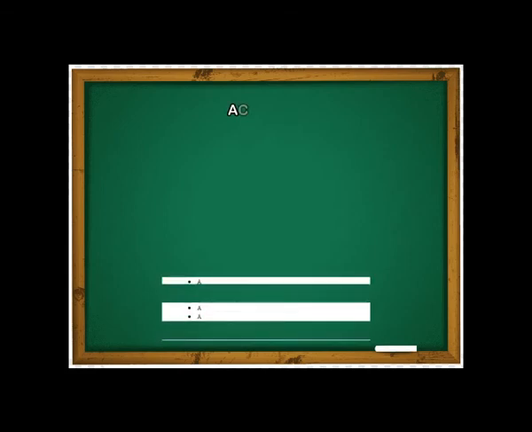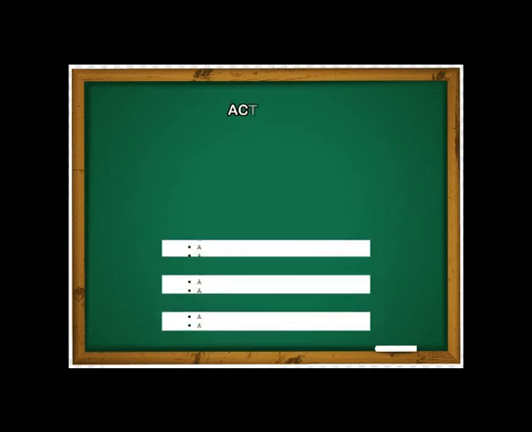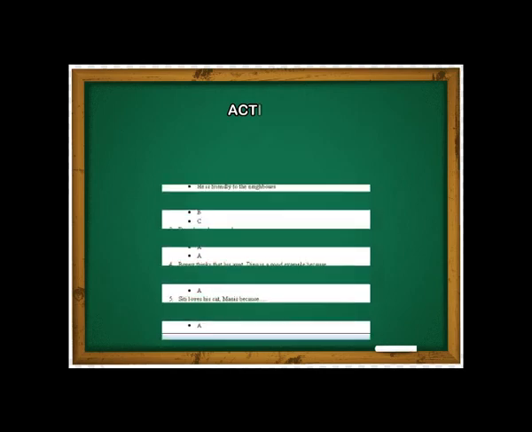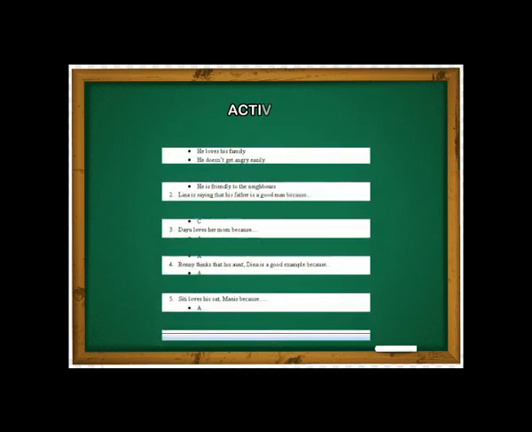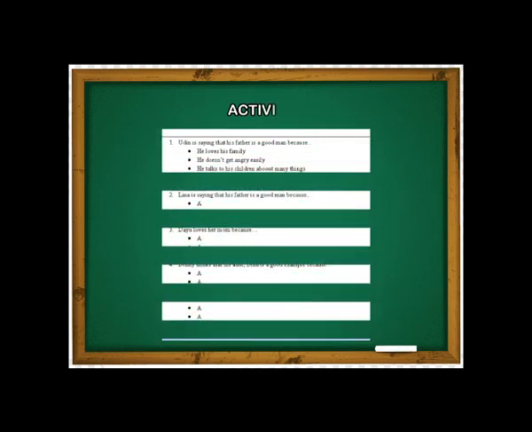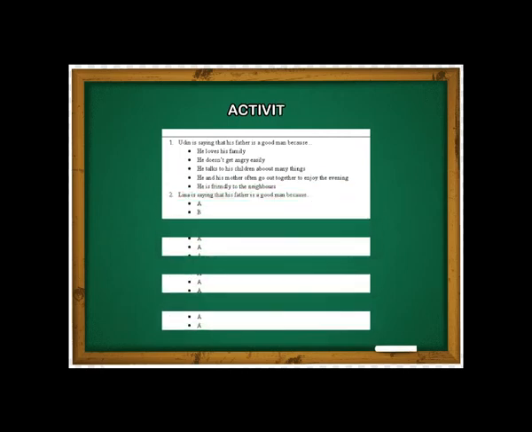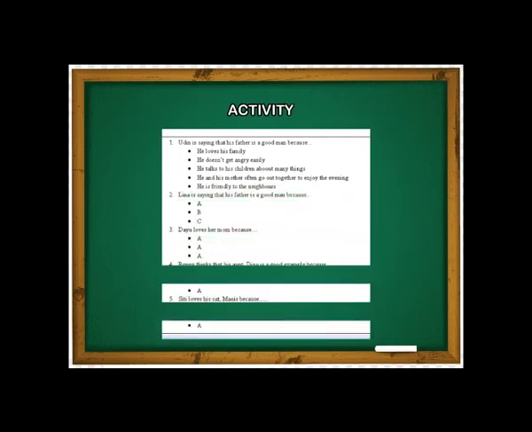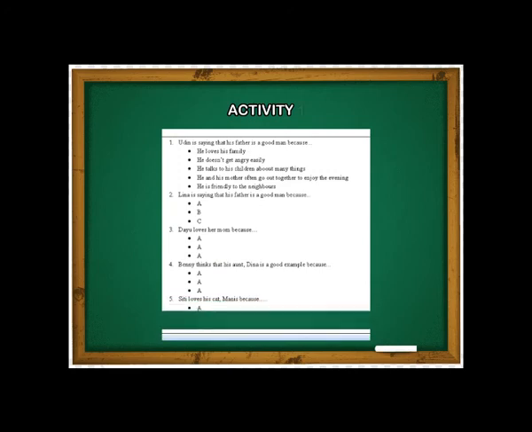Okay, after we learn about this material, now we will practice the activity. And here I give you three activities. For the first, I hope you can give a description. For the first, number one, Udin is saying that his father is a good man, because in here Udin describes his father. Why his father is a good man?